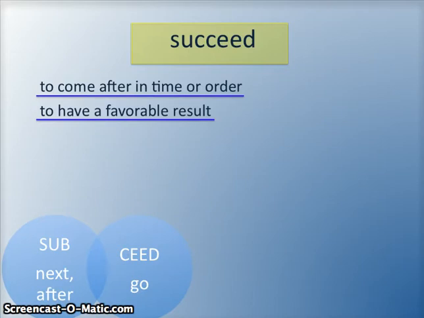King George VI succeeded to the throne after his brother Edward VIII abdicated. So that means that Edward was king, Edward left being king, and George was the next king, so he succeeded Edward, okay? The favorable result meaning is what we generally talk about because we don't have a king or a queen. We don't really think about that too much here. So Elaine will succeed in running the marathon because she practices regularly. So she'll have a favorable result.